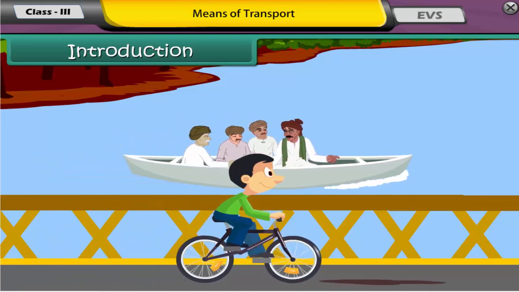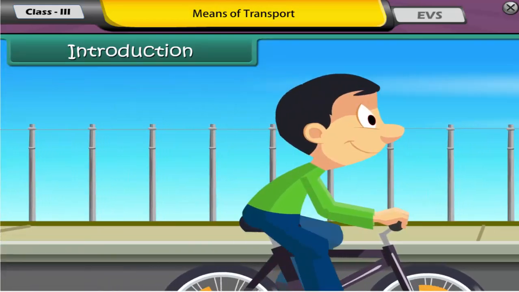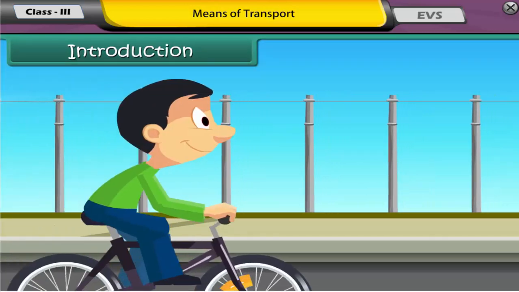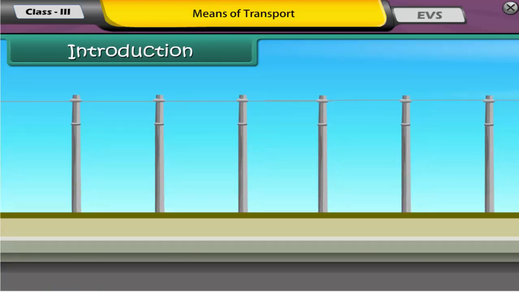He finds men crossing the river in boats. He hears a noise in the sky. He looks up to find a jet fly past. In this lesson, you will learn about different modes and means of transport.